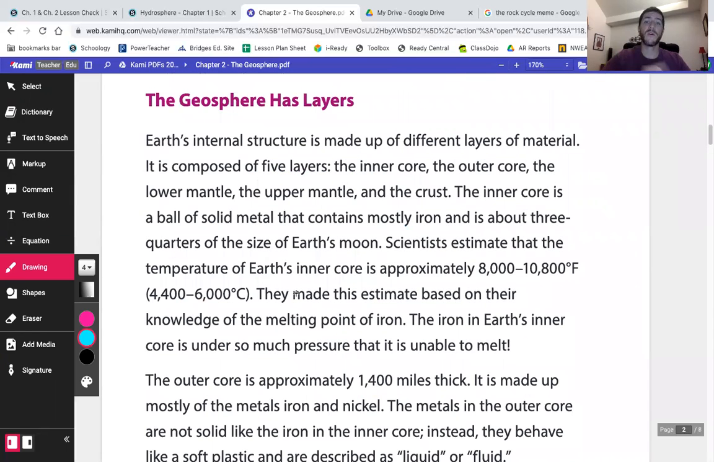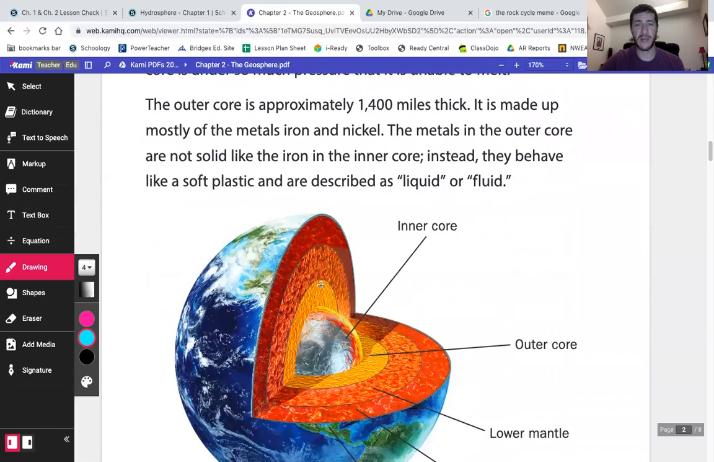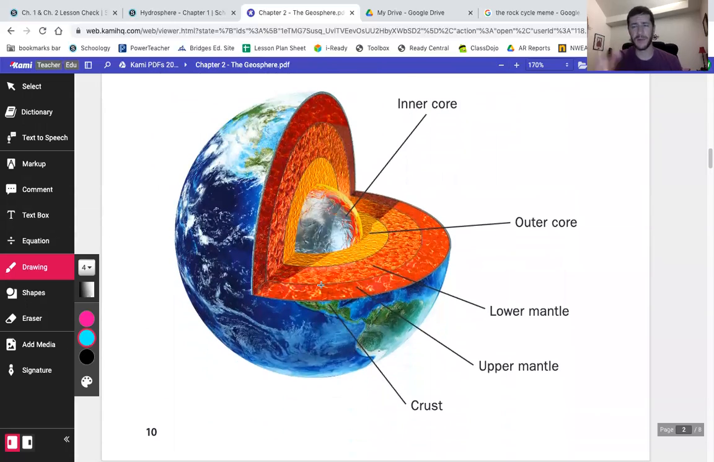For us, one of the things we need to know in fifth grade is the geosphere has layers. Our planet has layers that go with it. I'm just going to scroll down here to the picture because that's the main one I really want to focus on right now. Think about it. It's cut into slices. There are all these little layers broken down. I'm going to start out right there.